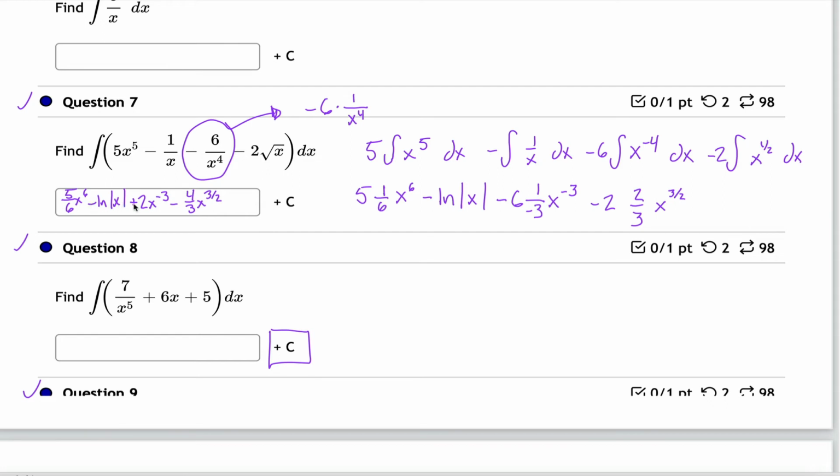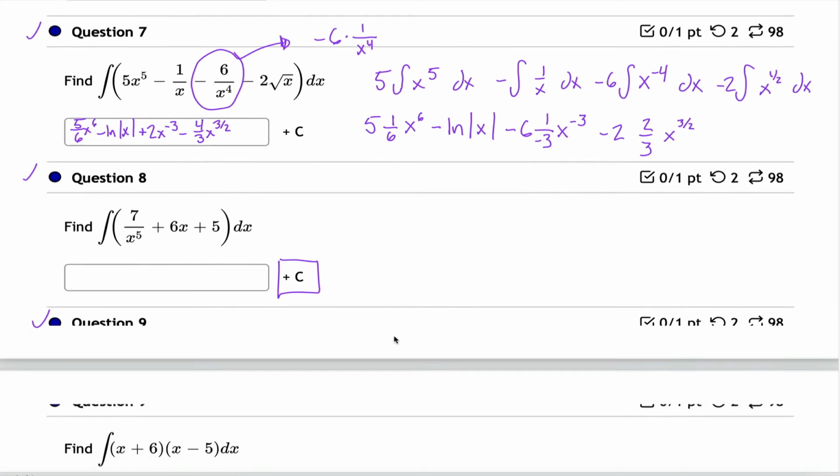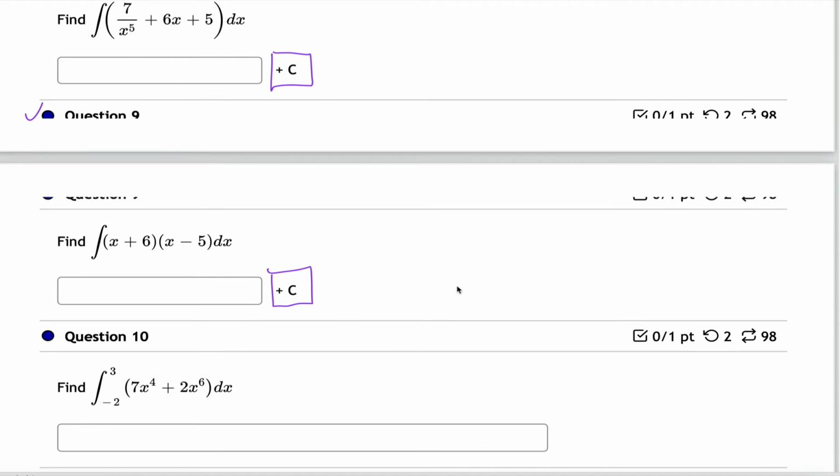This would get you full credit on a quiz, and it's a good way to leave your answer for the homework. I don't think there's anything especially tricky in question 8 that we didn't go over in question 7, so hopefully you can tackle question 8 on your own. Question 9, there's a little trick. I'm not going to do the whole thing for you, but really the trick here is be careful.